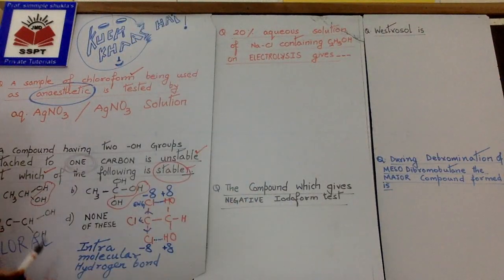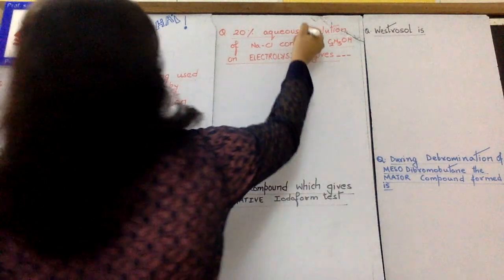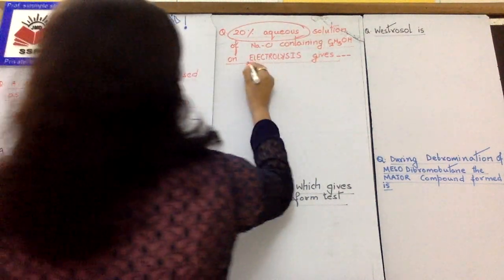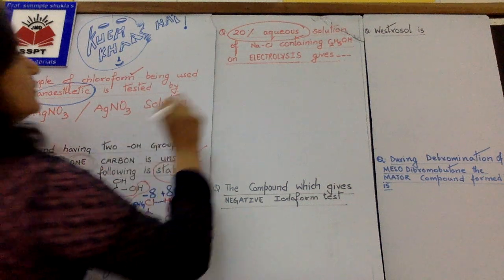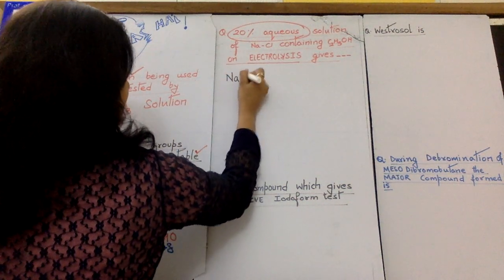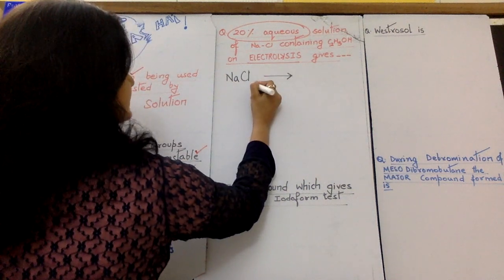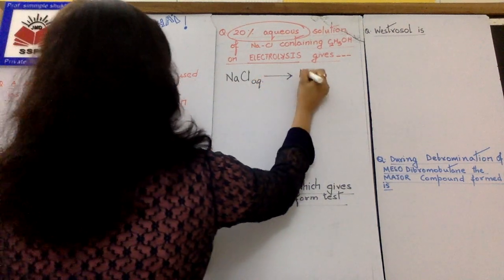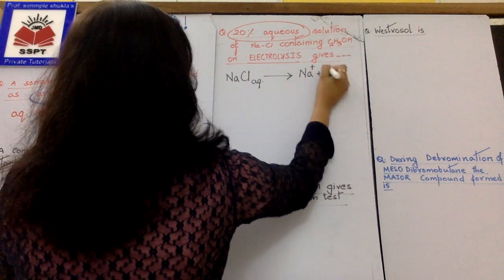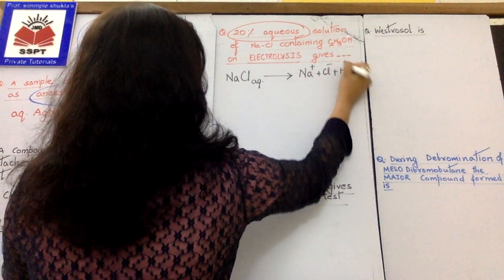Okay, now we come to this. 20% aqueous solution. Oh, in 10th we have learned this. Electrolysis we have learned in 10th. Now when I take NaCl and NaCl is aqueous, then I know these are the ions in the solution.